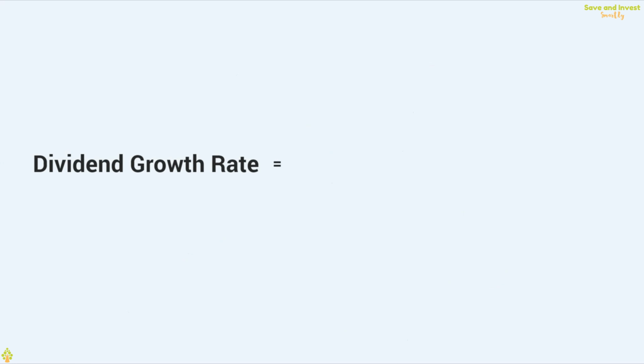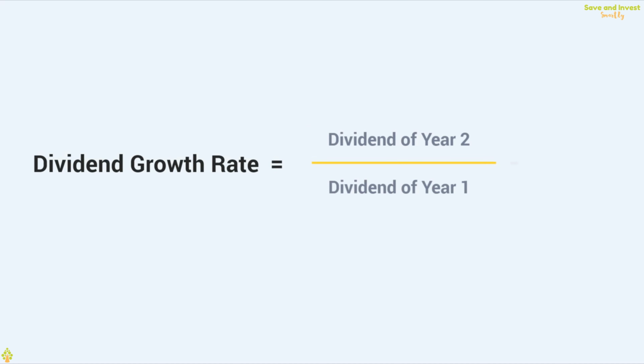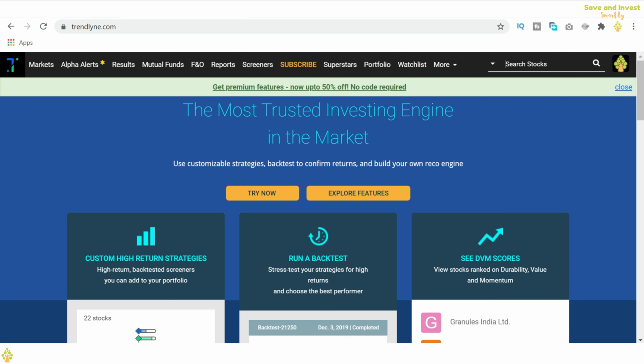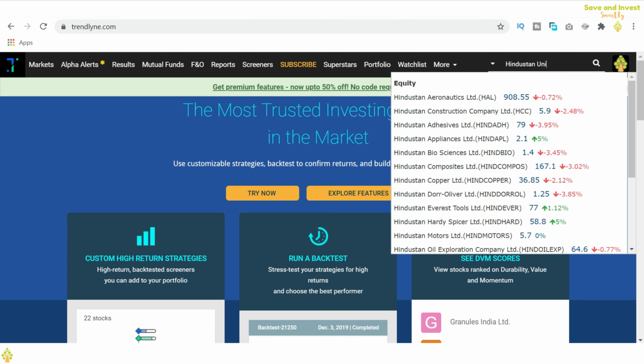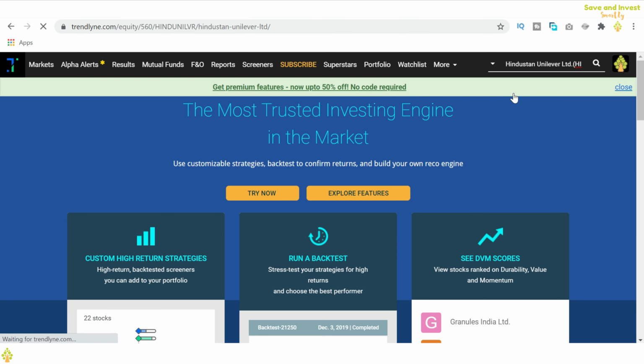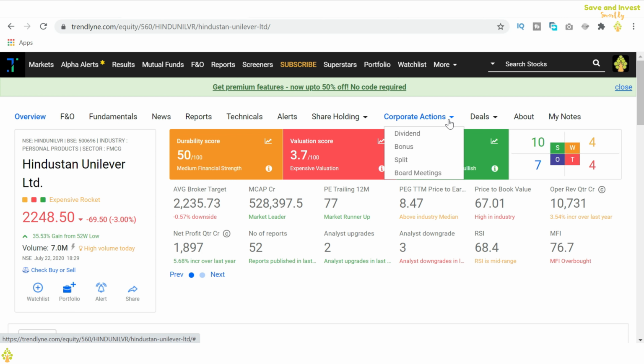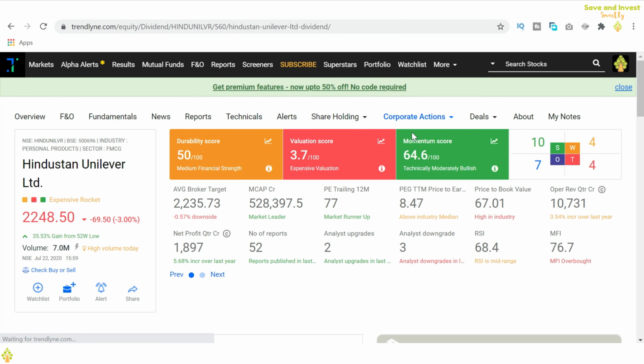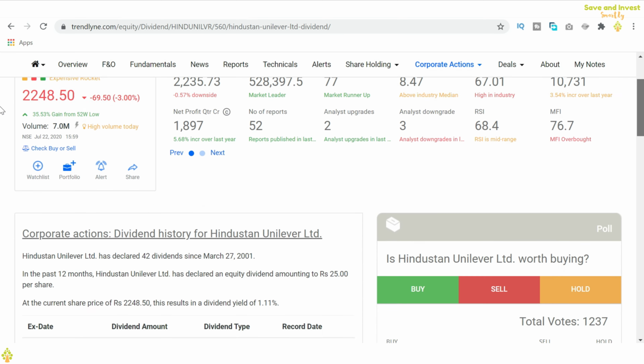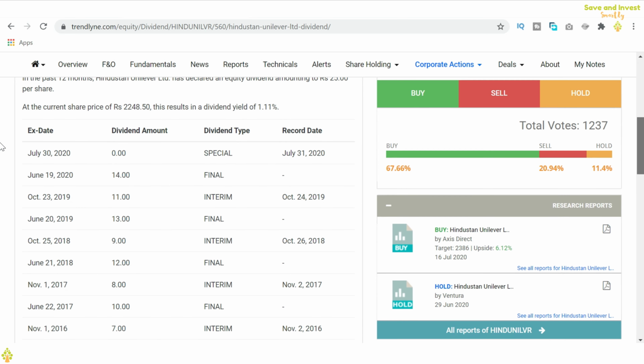You may calculate the dividend growth rate by dividing the dividend of year 2 by year 1 and then subtracting 1. For example, let us check in Trendline the dividend distribution history of Hindustan Unilever Limited. Search for Hindustan Unilever Limited and select the stock. This will take you to the overview of the stock. Click on Corporate Actions and select Dividend. Scroll down to see the history of dividend announcements.